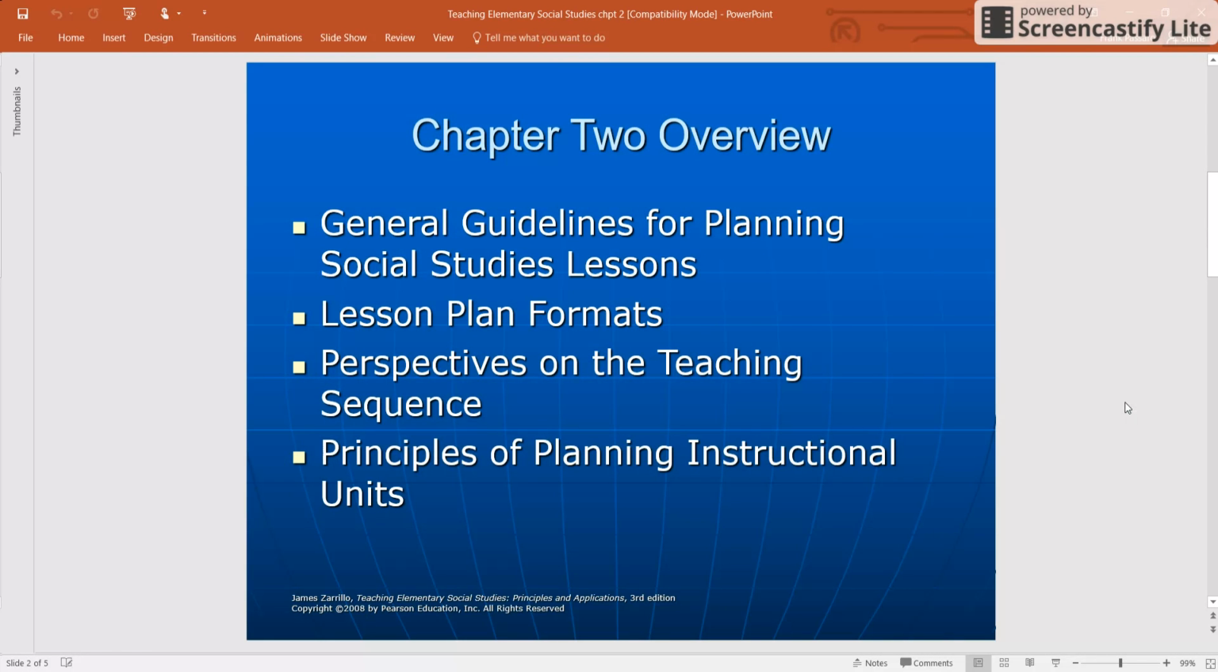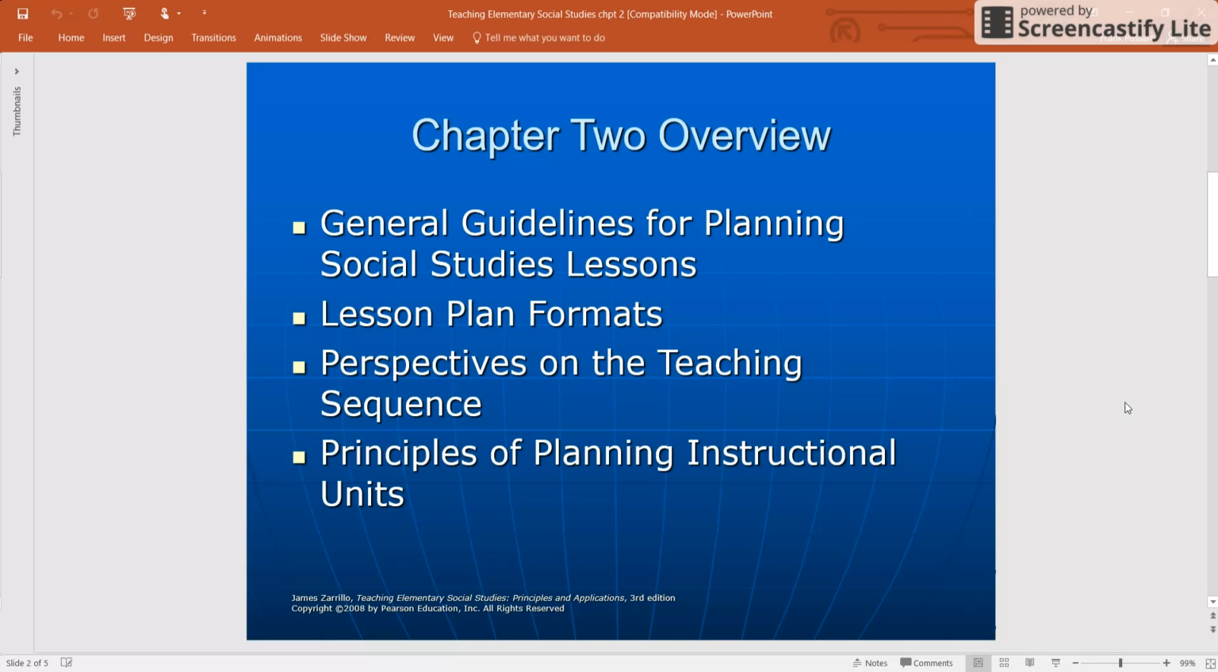The overview of the chapter is what I just gave you. However, let's get into more specifics. First, we want to talk about some general guidelines for planning social studies lessons. These general guidelines are not much different from any other subject matter. However, we want to be able to do a number of things within a social studies lesson.